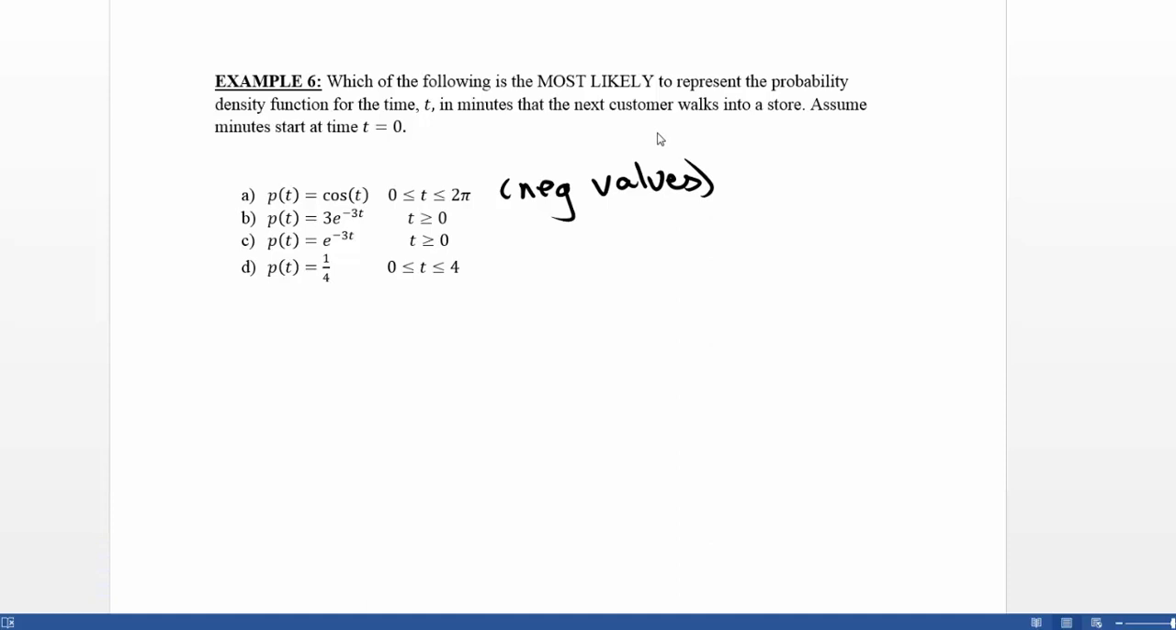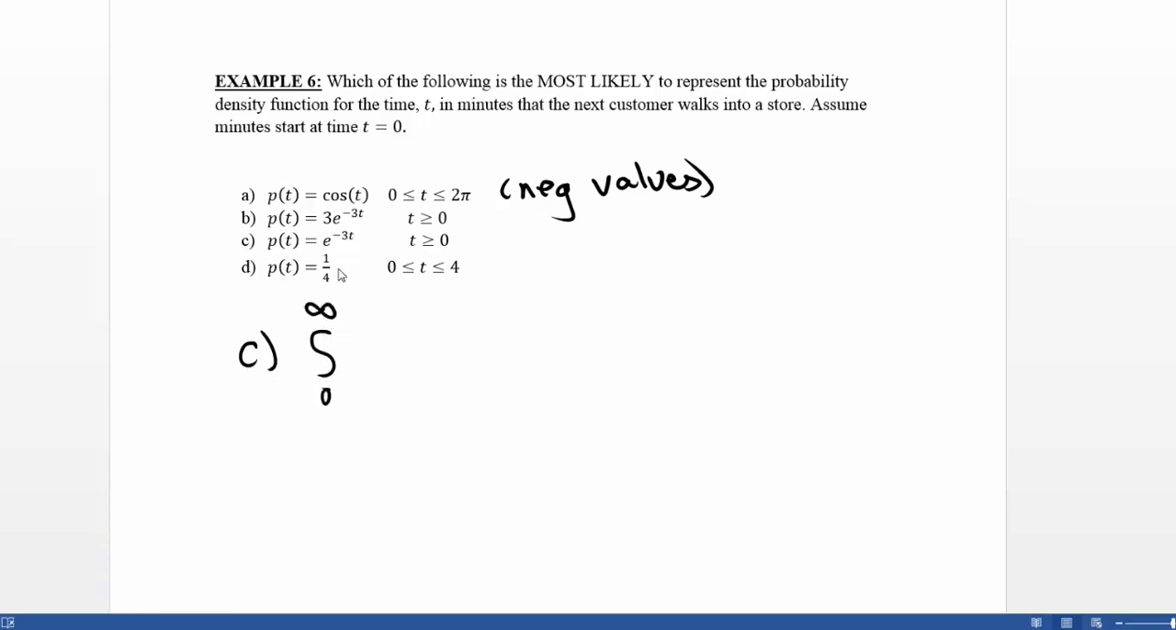B, C, and D, however, all are strictly positive. So therefore, they're still in consideration. Another consideration we have is that when we integrate our function over the bounds, it has to equal 1. So if you check, B and D will both integrate to 1 on their bounds. For B, we would do the integral from 0 to infinity, because t is just greater than 0. And for D, we would do the integral from 0 to 4. C, however, we'll do out real quick.